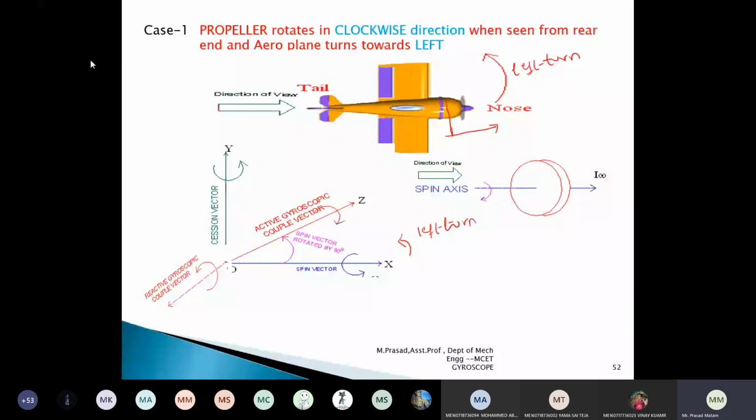This aeroplane is taking a left turn with a clockwise rotor. I'm discussing the active couple and reactive couple. The spin vector is moving in the forward direction along the x-axis. The precession vector is moving along the y-axis in the upward direction. Where do I get the active couple? When you rotate the spin vector by 90 degrees, I get the active couple. Exactly opposite to the active couple, you draw a line, and that gives the reactive couple.